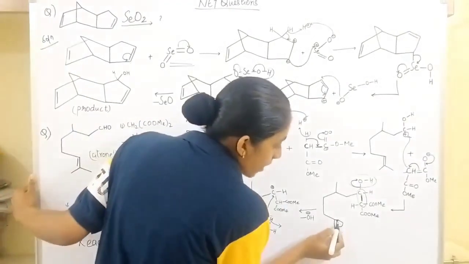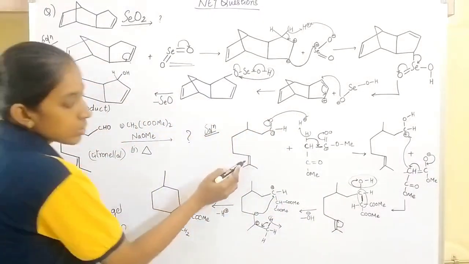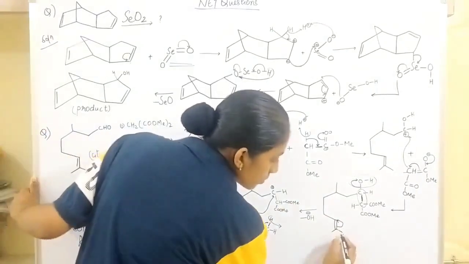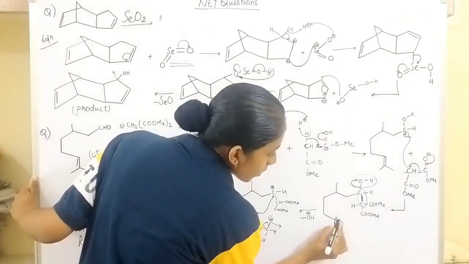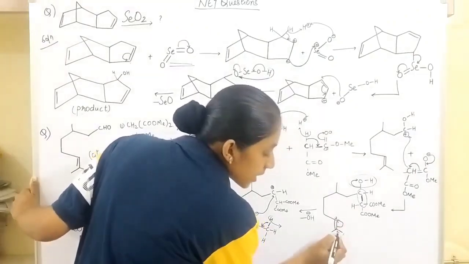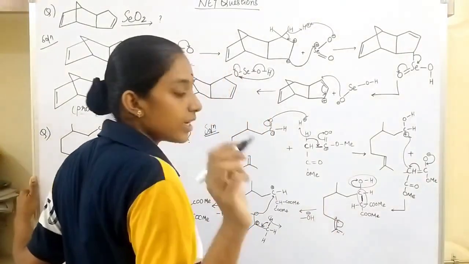Now we have a double bond in citronellal, right? In citronellal we will be having a double bond. So this double bond is shifted onto the third carbon, 1, 2, 3. So this double bond is shifted onto the third carbon, leaving the second carbon positively charged and this third carbon will be getting a negative charge.